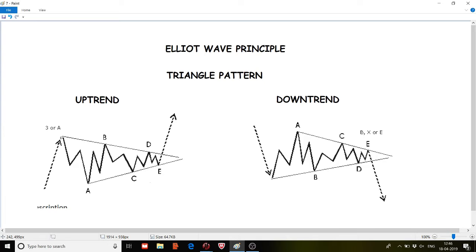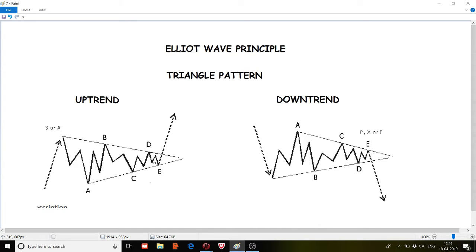If you notice in the diagram itself, the wave consists of two waves in itself. It doesn't necessarily mean that it will consist of only two waves. It can consist of many waves. Then wave B as well can consist of many waves in itself. Then wave C, similarly wave D and wave E as well.